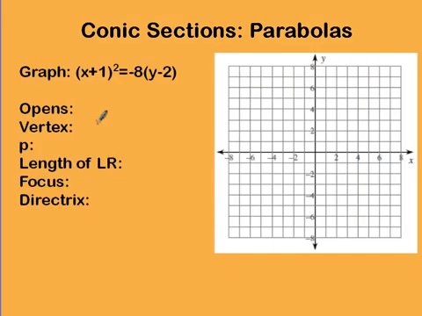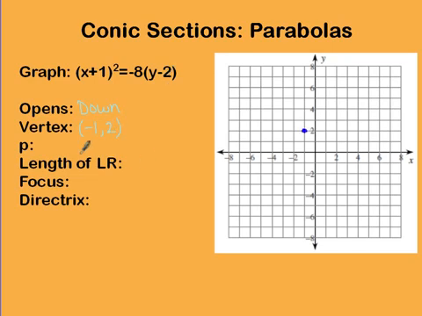Alright, so if we were to graph (x + 1)^2 = -8(y - 2), you notice that your x values are being squared, so I know this is going to open either up or down. Because this value right here is a negative 8, I know it's going to open down. The vertex, just like when we graph circles, is the opposite of this, negative 1, and the opposite of this, positive 2. Keep in mind, my x value came from my x parenthesis, my y value came from my y parenthesis, and what we'll do is we'll graph that.